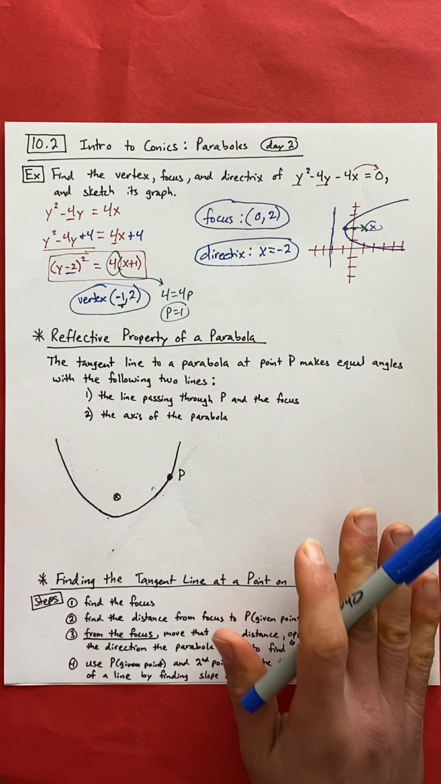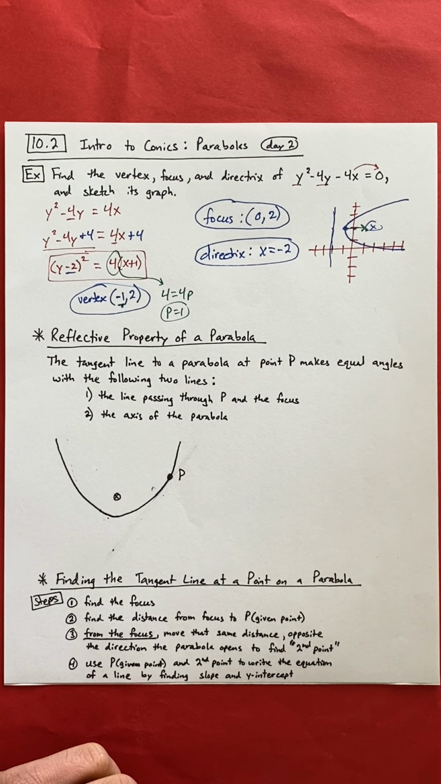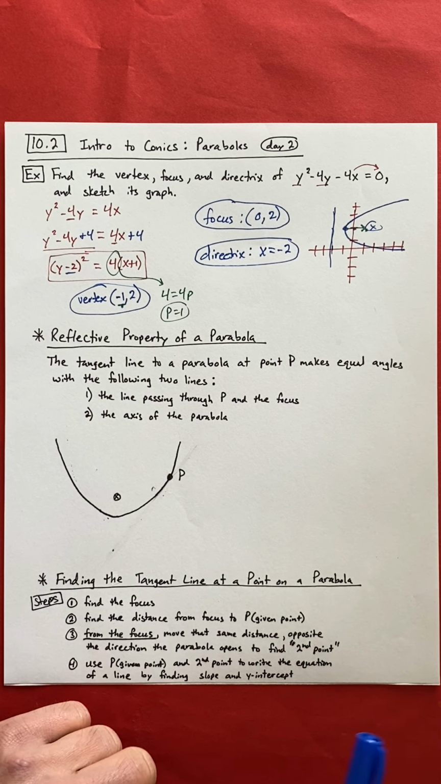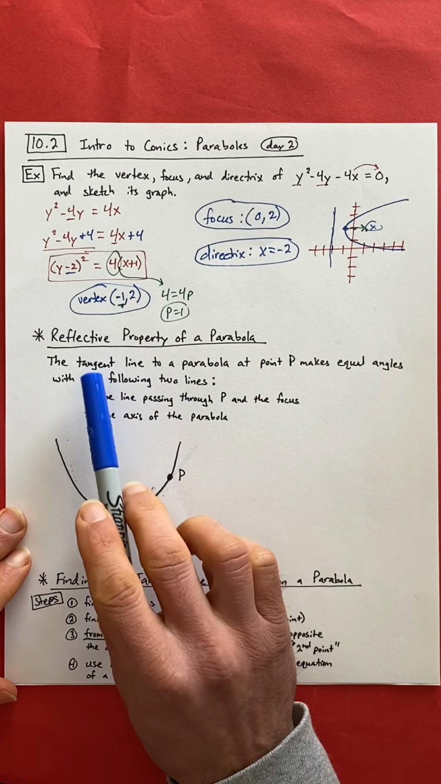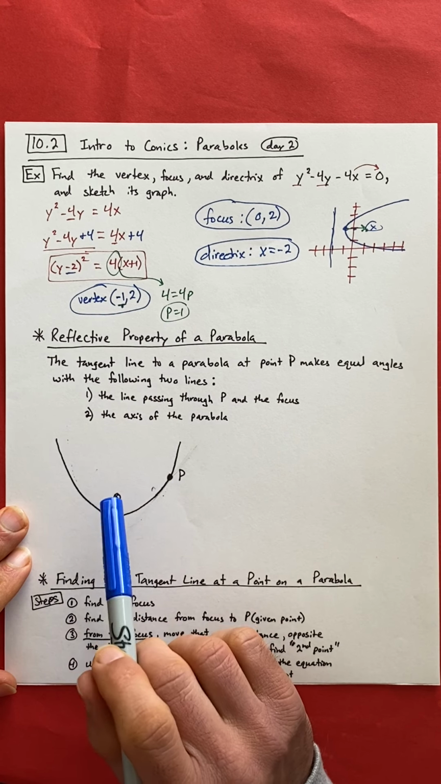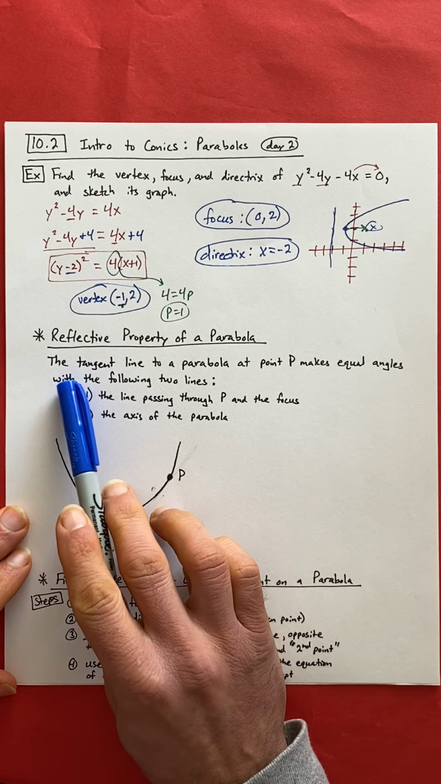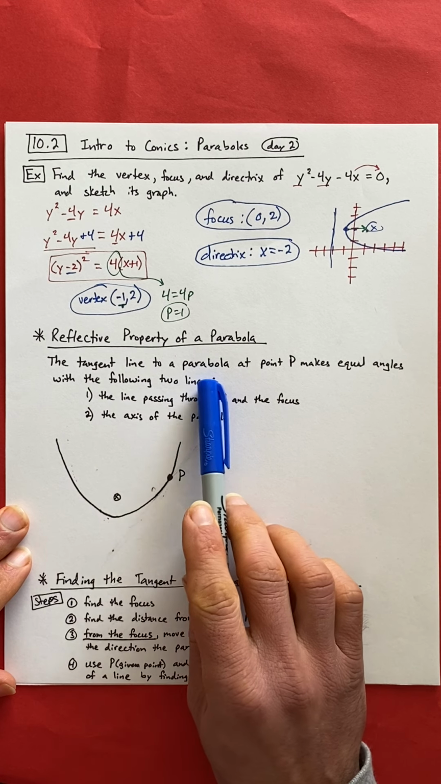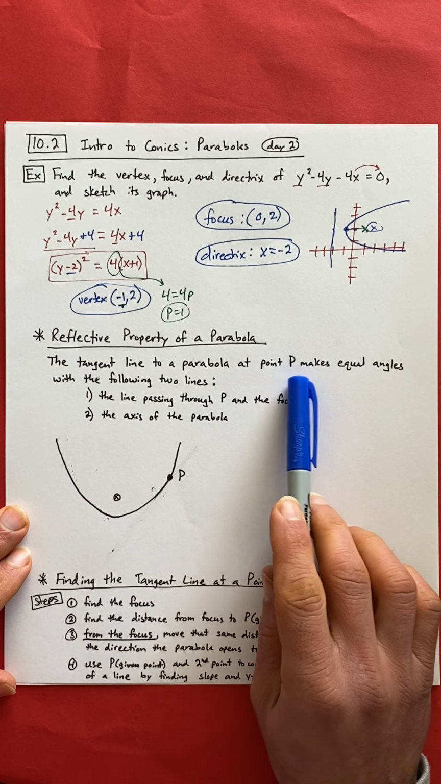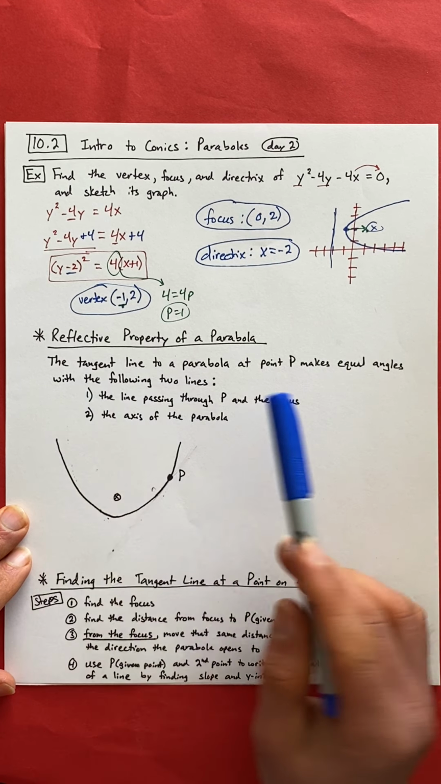All right, so now on to the new main idea for today. It's thankfully just one main idea, and we'll do 2 examples of it. It starts out with the reflective property of a parabola. It says the tangent line to a parabola at a point P makes equal angles with the following two lines.